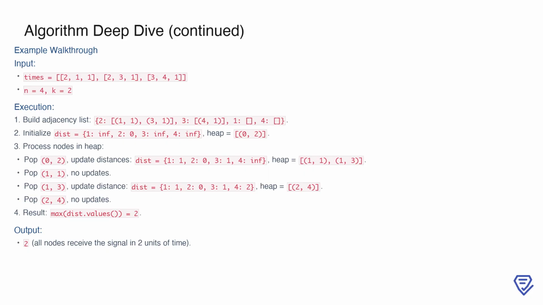We pop (0, 2) and update distances to its neighbors, resulting in DIST equals 1: 1, 2: 0, 3: 1, 4: INF, and heap equals (1,1), (1,3). Next, we pop (1,1) but find no updates. Then, we pop (1,3) and update the distance to node 4, giving DIST equals 1: 1, 2: 0, 3: 1, 4: 2, and heap equals (2,4). Finally, we pop (2,4) with no further updates. The maximum distance in DIST values is 2, so all nodes receive the signal in 2 units of time. The output is therefore 2.